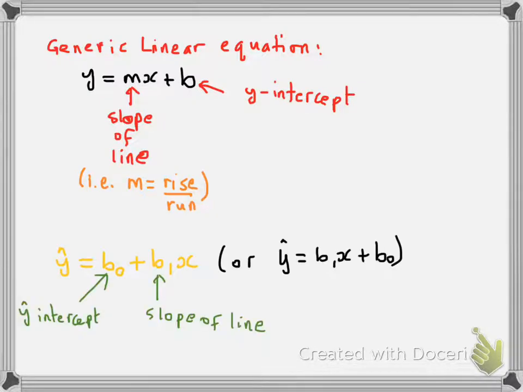For our specific purpose, in your text, they represent the equation of the linear model as shown: y hat equals b sub 0 plus b sub 1 times x. The y-intercept is b sub 0, that's just the y hat intercept, and b sub 1 is the slope of the line. Now you can also write it the other way too. You can write it as y hat equals b1x plus b sub 0. Okay, those are the same things.